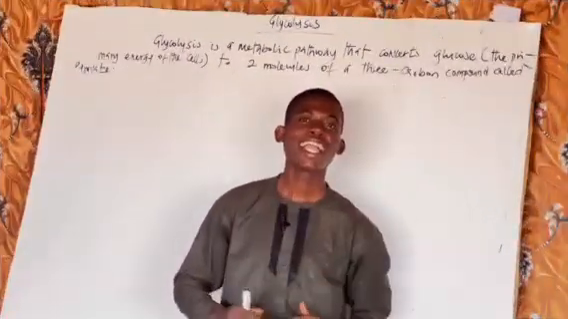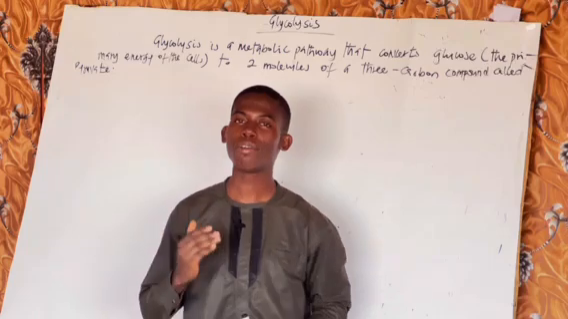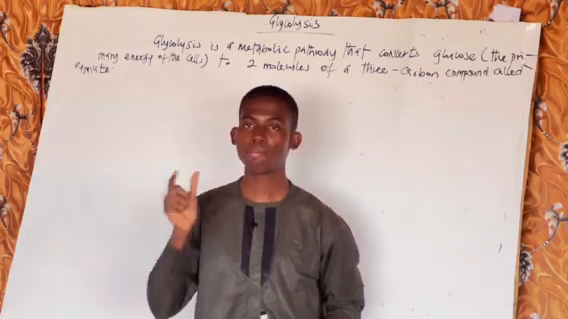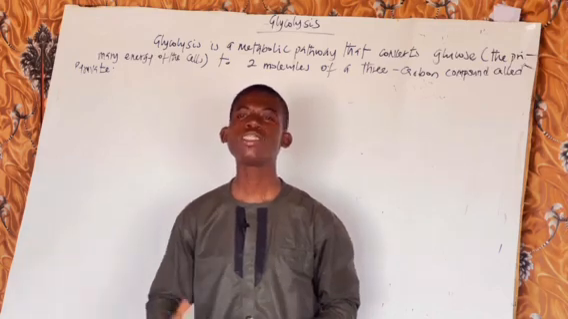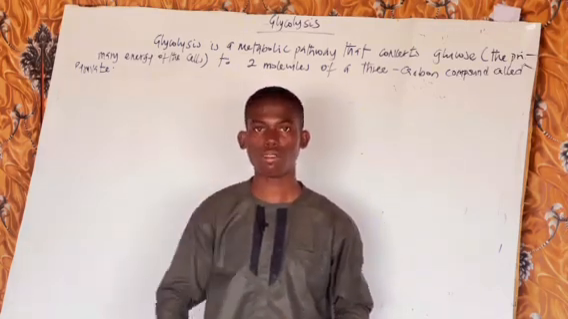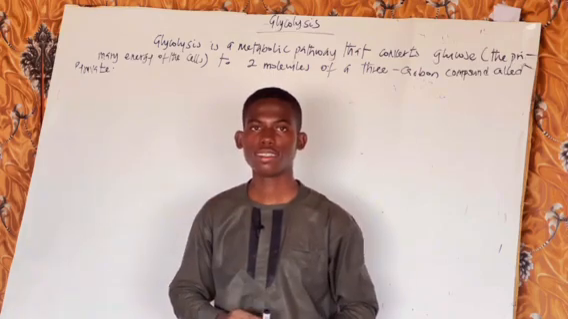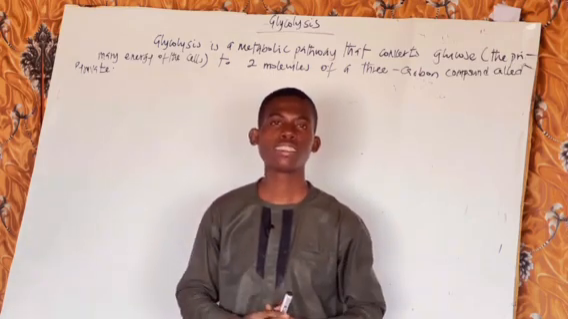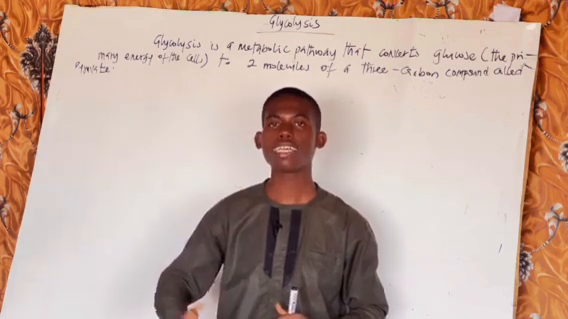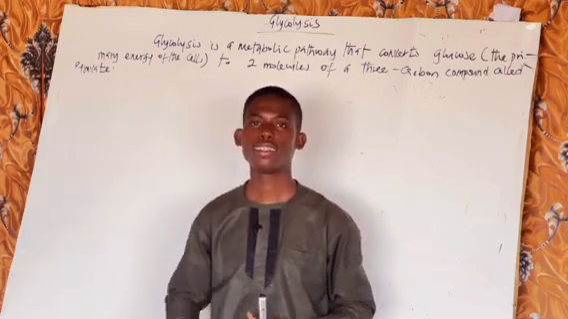Glycolysis is a metabolic pathway that converts glucose, which is the primary energy source for the cell, into two molecules of a three-carbon molecule called pyruvate. It takes place in the cytosol of the cytoplasm and it has 10 steps.